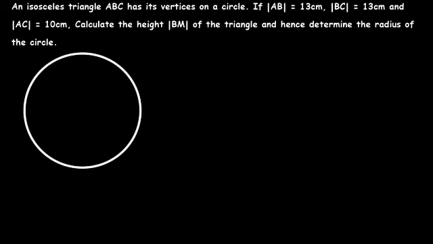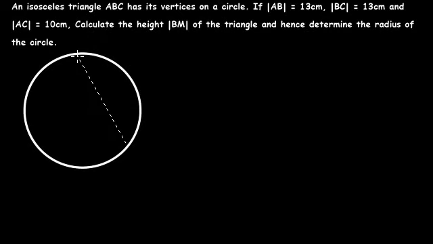So, this is our circle. Inside the circle, we have an isosceles triangle. So, let me draw an isosceles triangle inside the circle. Now, I'm not just drawing the triangle anyhow. I'm drawing it according to the information provided.